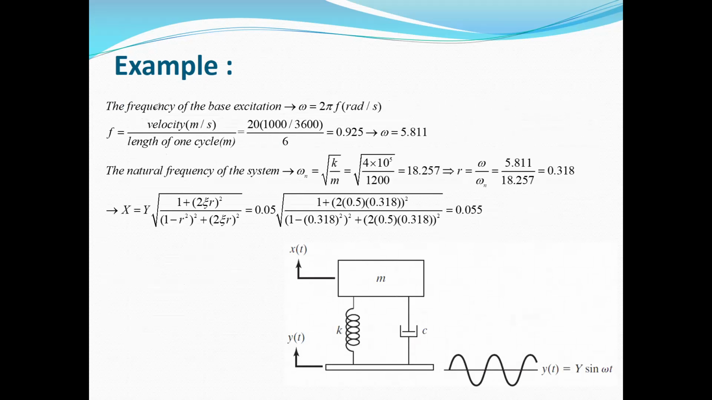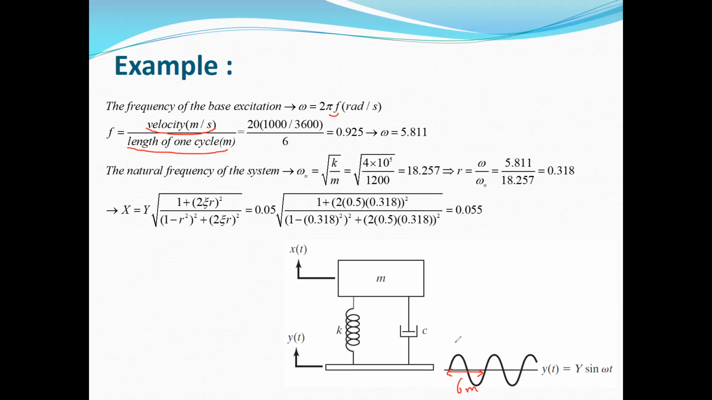Okay, so the frequency of the base excitation is equal to 2 times pi times f, where f is the frequency of the excitation, and this f can be obtained by dividing the velocity of the vehicle by the length of one cycle. As I told you, this length is 6 meters.